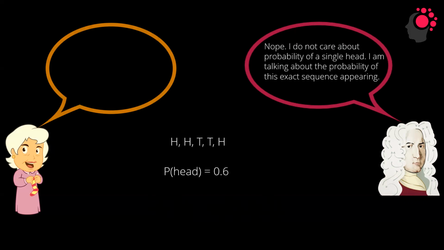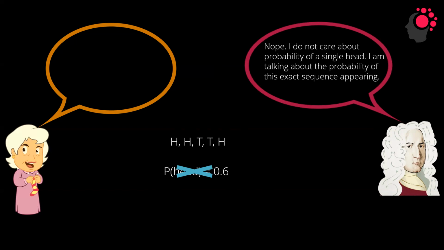But then Bernoulli says, nope, I do not care about the probability of seeing a single head. That's not my question. My question is, what is the probability of this exact sequence appearing? There might be n number of sequences that might come up. When you throw a coin 5 times, it can be all heads, it can be all tails, it can be 3 heads, 2 tails, 2 heads, 3 tails, 4 heads, 1 tail, 1 head, 4 tails. Like that, you have so many combinations. In fact, you have 32 combinations.